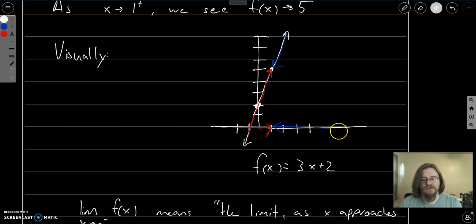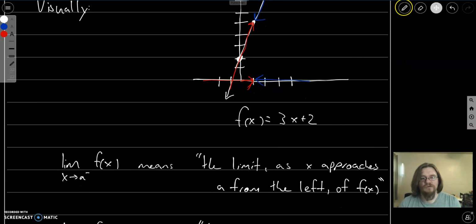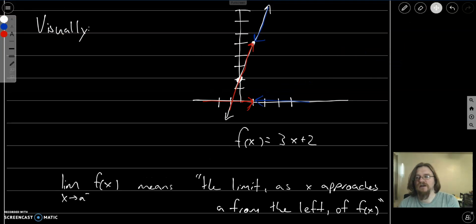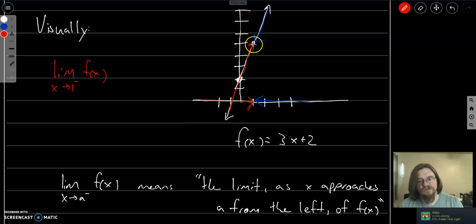So we have some notation for this. We write the limit as x approaches a from the left-hand side of f of x. So again, the limit as x approaches a from specifically the left-hand side of f of x. And when we do this, so we'll keep this in red, the limit as x approaches 1 from the left-hand side of f of x, we can see that we're getting closer and closer. The function value, as we plug in x's that are closer to 1, we will get 5.